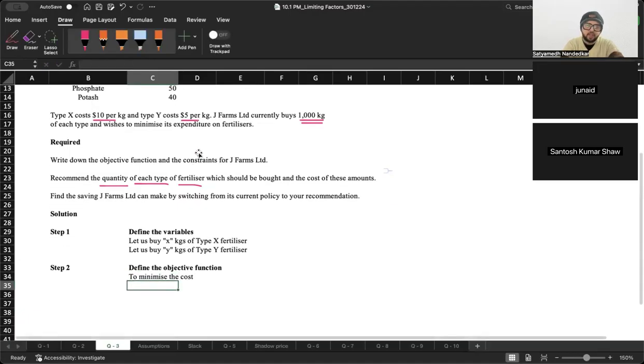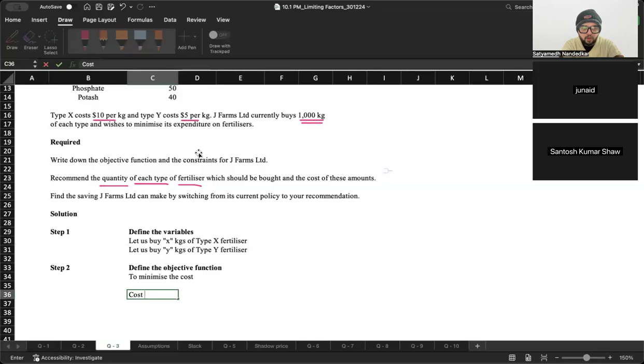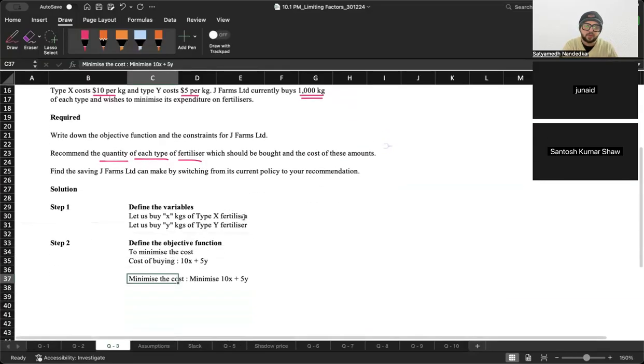Minimize the cost. Okay, so cost of buying. If you are buying X kg of type X, 1 kg costs 10 rupees per kg. So cost of buying X kgs will be 10x, and 1 kg of type Y costs 5. So this will be 5y. Cost of buying is 10x plus 5y. The objective should be to minimize the cost. So minimize 10x plus 5y. This is my objective function. ठीक है.